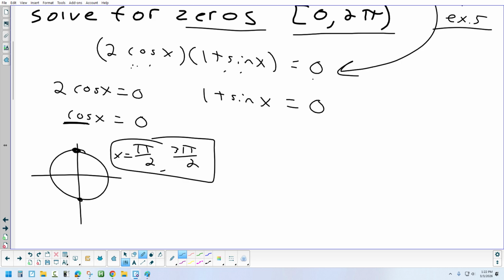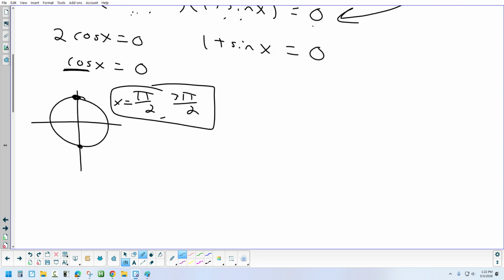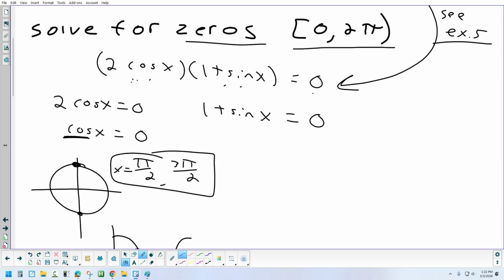If thinking of it on the unit circle doesn't work for you, here's another way. Draw your graph of cosine and find the 2 places that it hits the x-axis. And when I say draw, I mean without a calculator, just like that. Here and here. That's the first quarter. That's the 3/4 mark. Pi over 2, 3 pi over 2, and pi is right in the middle. Okay, so that's the answer from this part. Now we have to look at the second part.